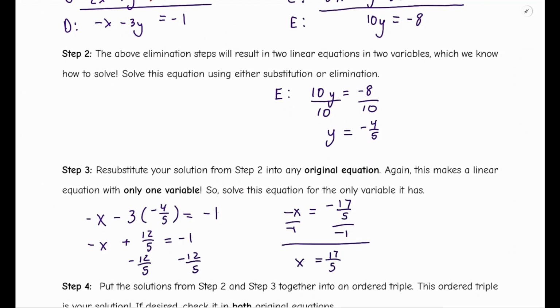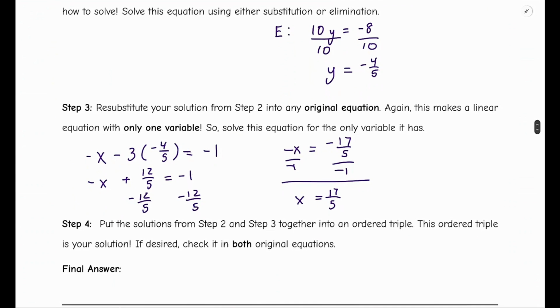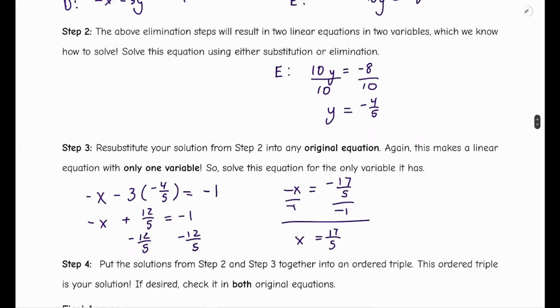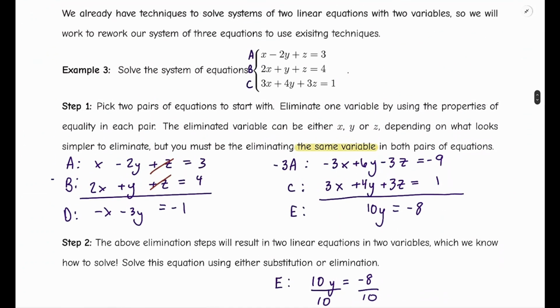So now that I took step 2 and plugged it into step 1, you now take step 2 and step 3 and plug them into A, B, or C. So you plug it into one of the original equations. So then, let me scroll back up real quick. Let's plug it into the first one.